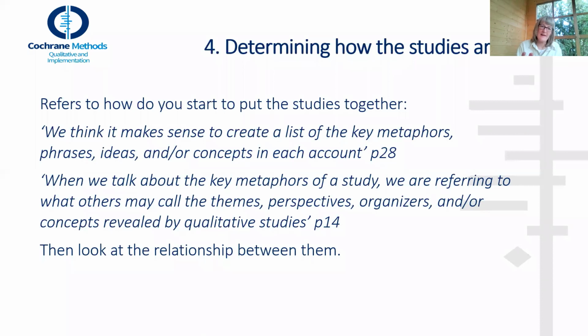So they say, again, referring back to the original text, what they mean by this is they're referring to what others may call themes. So we often see themes emerging in primary qualitative studies, the perspective, organisers, and all the concepts revealed by the qualitative studies. So all of these different things, and they will be reported in different ways in the individual primary studies as well. And then they talk about looking at the relationship between them.